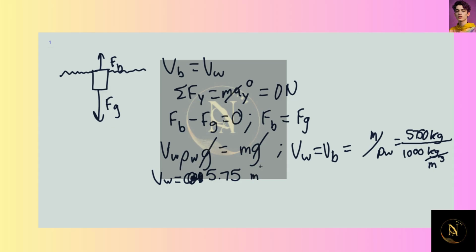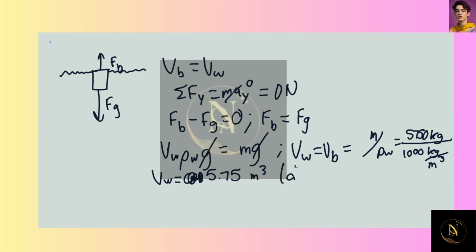So the volume of the boat is going to be 5.75 meters cubed. And so this is the volume of the boat, given that the water is just at the top of the boat. Now the captain must throw cargo off the ship in order for 20% of the volume to be above water. So here we're going to rewrite this equation.